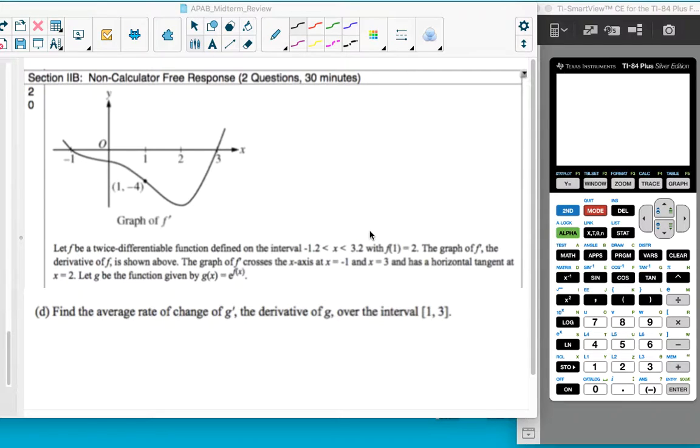All right, this is AP Calculus. We are doing midterm review, and this is free response number 20, part D, which is a non-calculator free response. So again, I'm not going to completely start from the beginning because this is part D of a 4-part problem, and you've hopefully already watched the other 3 parts.